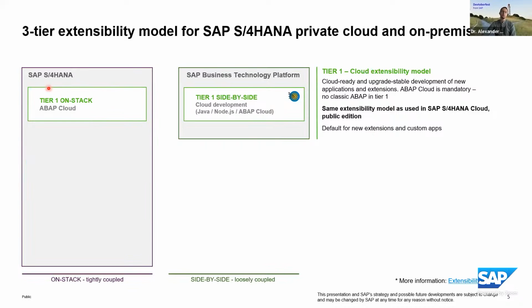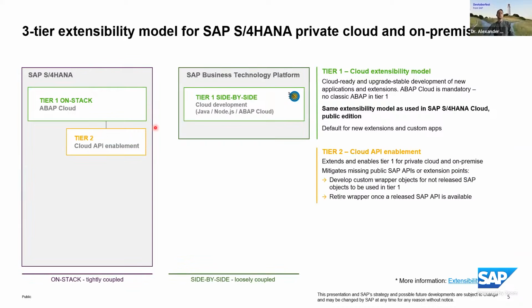So first, we start with the first tier of the 3-tier extensibility model. The first tier is pure cloud extensibility. This is exactly the same as you would have in the public cloud, and is also as strict as in the public cloud. Okay, so if you develop here on the left-hand side inside the S4 system, then of course you would use ABAP Cloud. And on the right-hand side on BTP, you would use either Java, Node.js, or ABAP Cloud. So you have the free choice. And everything you develop here is cloud ready and is upgrade stable. And of course, this should be the default for anything newly developed.